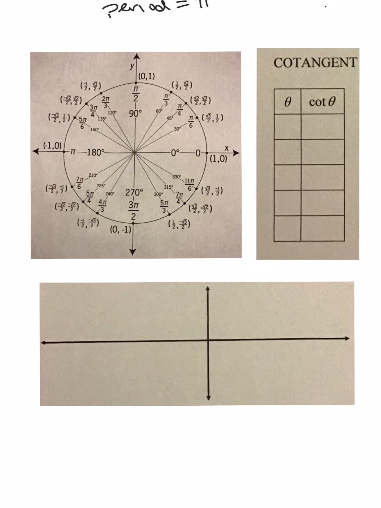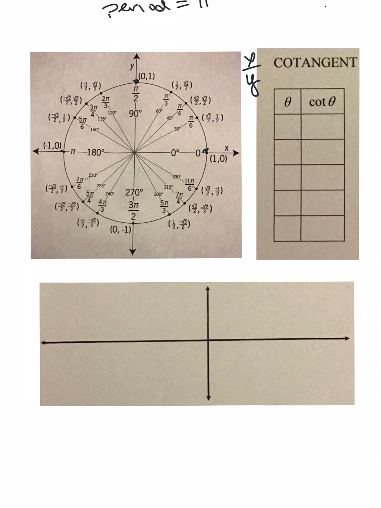Next up, we're going to look at a graph of a basic cotangent function. Remember how cotangent is defined. Cotangent is x over y. If we put x over y at 0, we are going to get undefined. So there's our asymptote. If we put x over y at pi over 2, we're going to get 0.